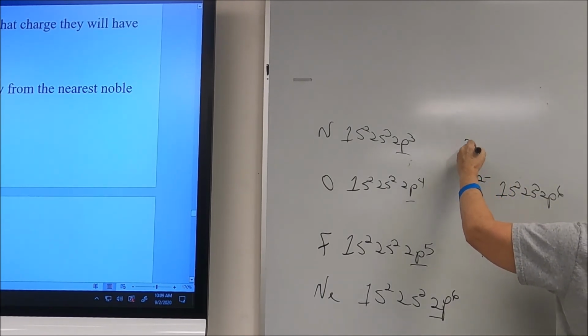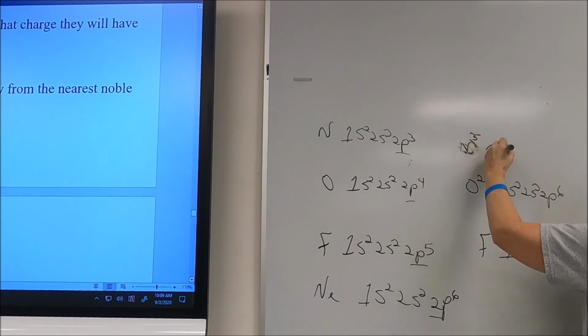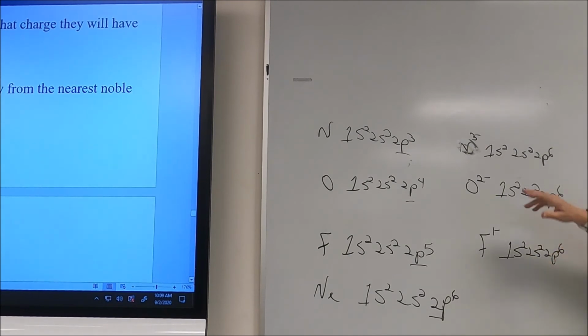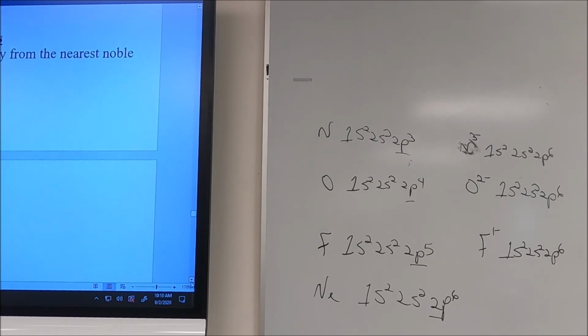Nitrogen is going to want to pick up 3. Nitrogen is going to form a 3- ion, 1s2, 2s2, 2p6. So a nitrogen 3- ion, an oxygen 2- ion, and a fluoride 1- ion are all isoelectronic with neon. They all have the same electron configuration. So let's look at this again.